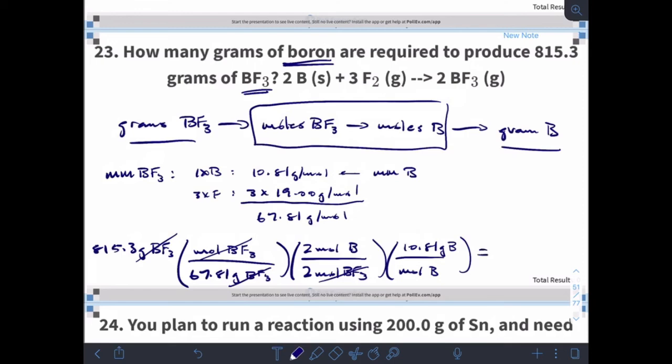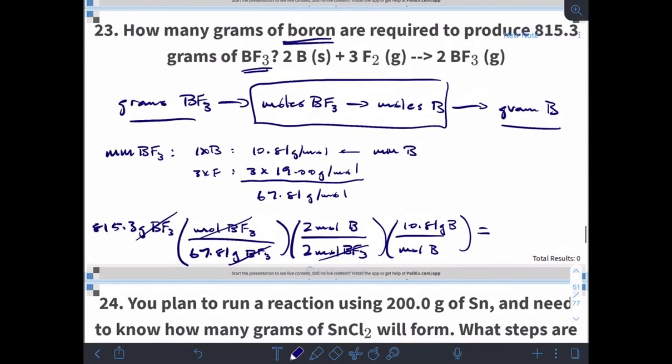Okay, so what I'm going to say in my calculator, if I'm going to do this all in one shot, I'll say 815.3 divided by 67.81 because it's on the bottom, times 1 because 2 over 2 equals 1, times 10.81 in our third step because it's on the top. Remember, we multiply on the top, we divide on the bottom, and we'll come out to 130.0 grams of boron.